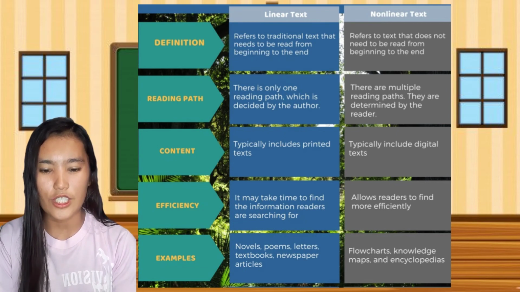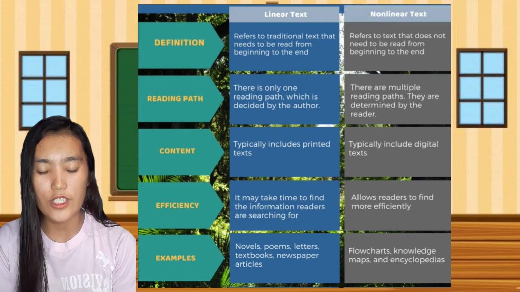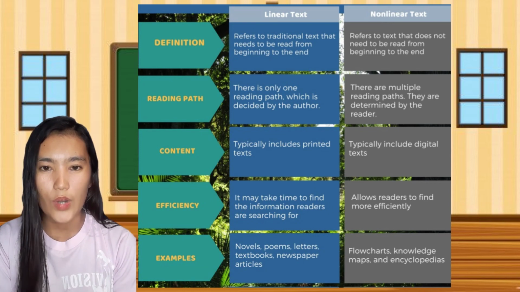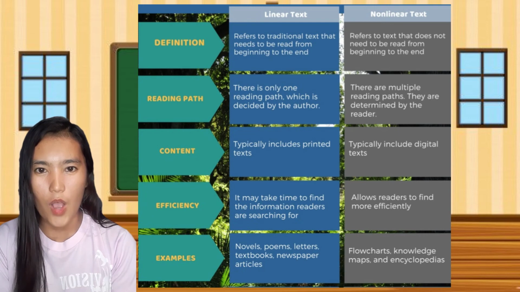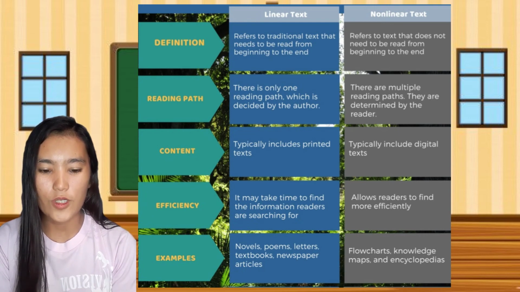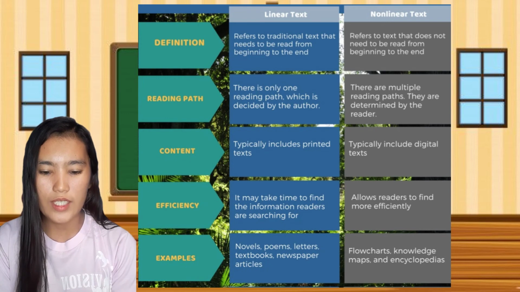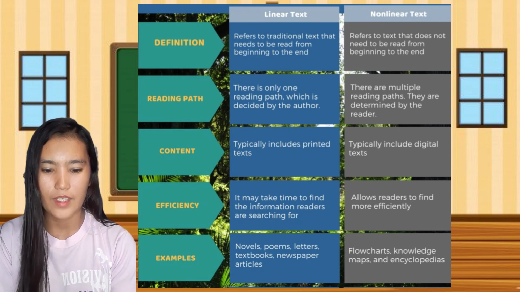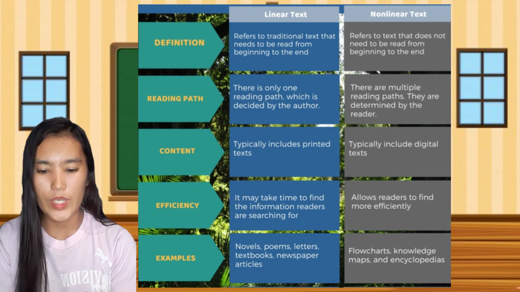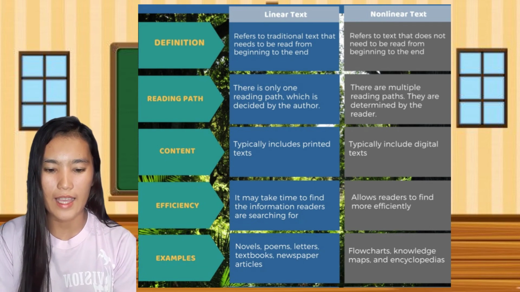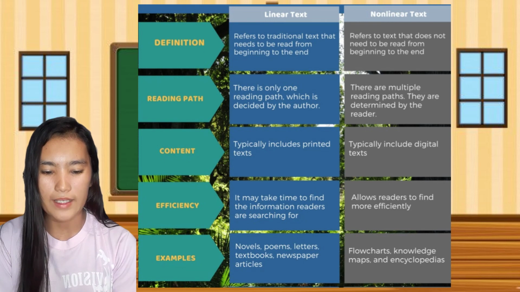In terms of definition, linear text refers to the traditional text that needs to be read from the beginning to the end, while non-linear text refers to the text that does not need to be read from the beginning to the end. In terms of reading path, in linear text, there is only one reading path, which is decided by the author. In non-linear text, there are multiple reading paths. They are determined by the reader.